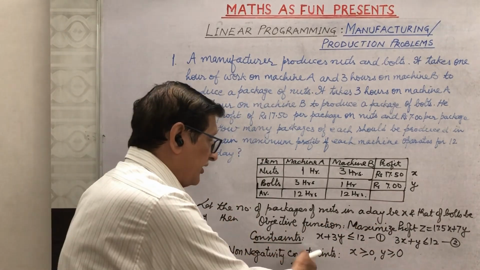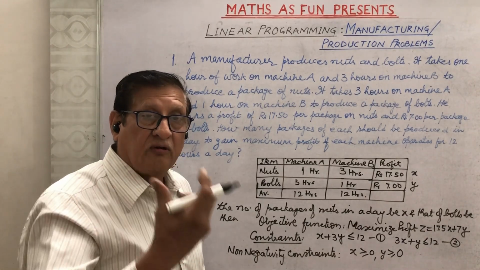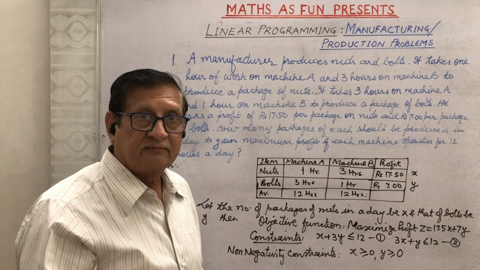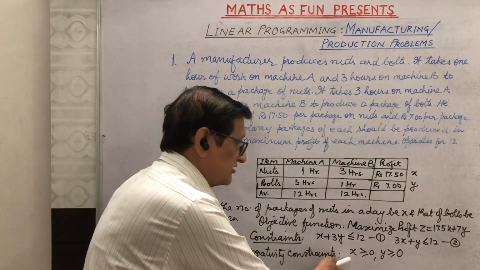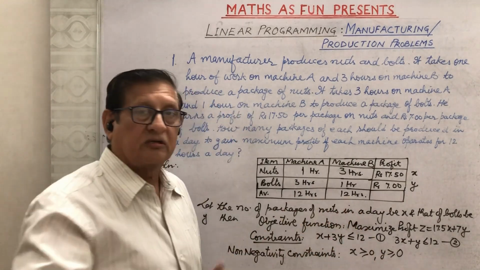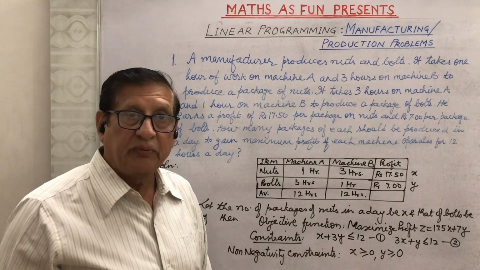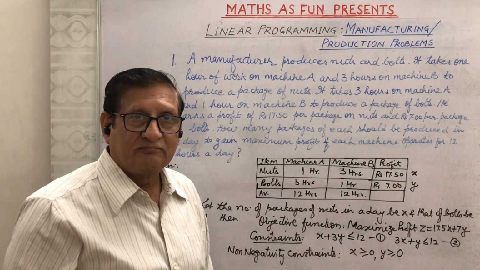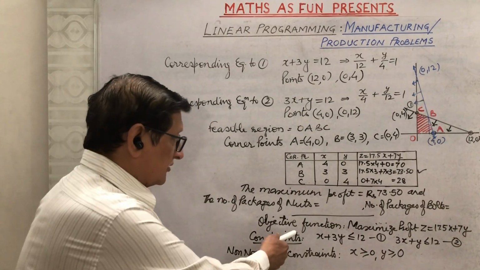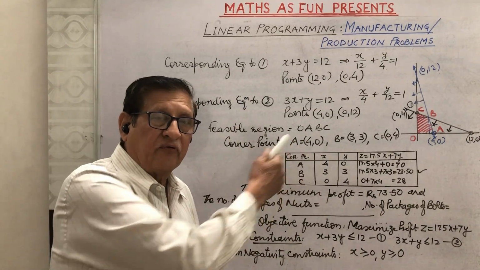And then the non-negativity constraints, because x and y are quantities we are manufacturing. So x and y both have to be positive, that is, x is greater than or equal to 0 and y is greater than or equal to 0. This is the way we can formulate the LPP for the problem, and now we will go for the solution of it. After formulating the LPP, we draw the graph of it.